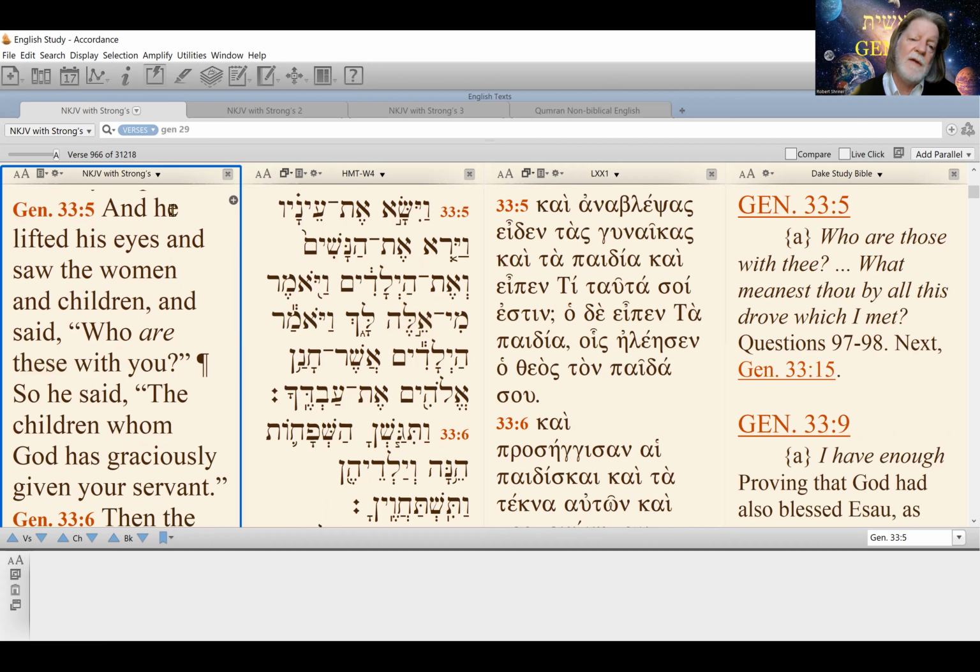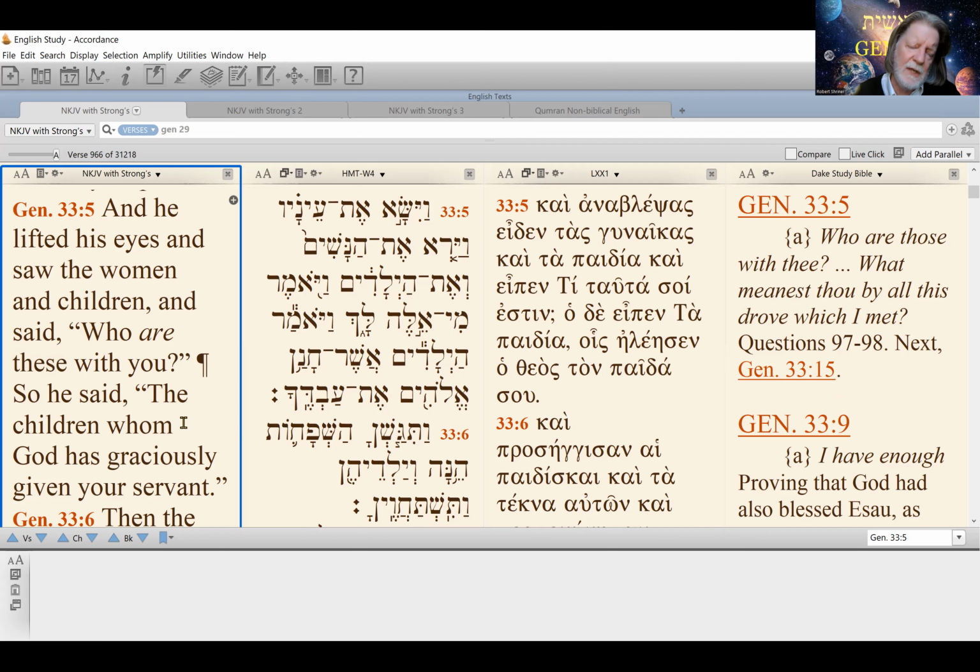So, verse 5, and the he seems to be Esav. Esav lifted his eyes and he saw the women and the children. And he said, who are these with you? So he, and in this case, he is Yaakov, said, the children whom God has graciously given your servant. Now, it could be the other way around. It could be first that Yaakov sees the women and the children of Esav, but they're not mentioned in the text. So it could be either way.